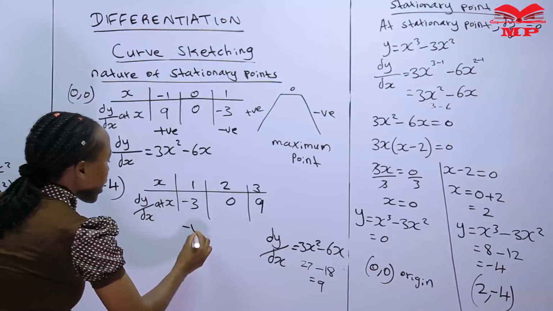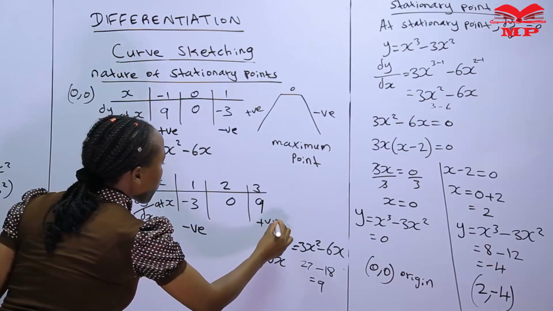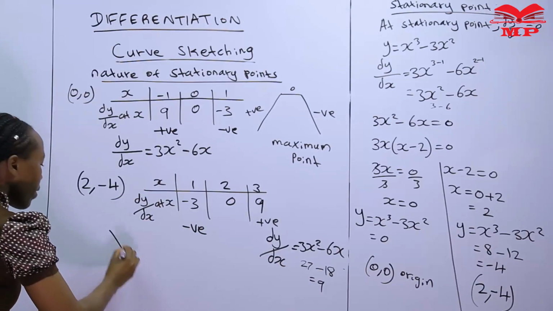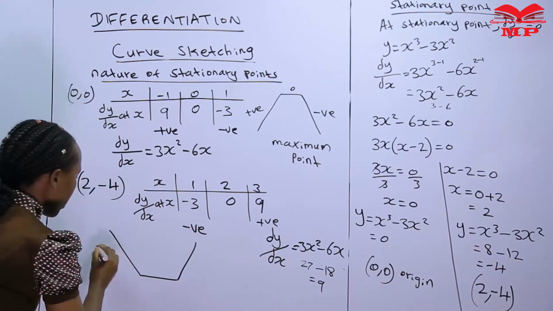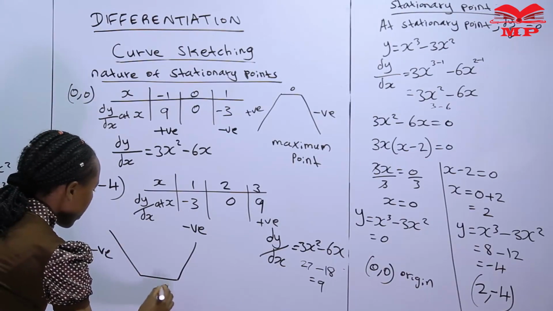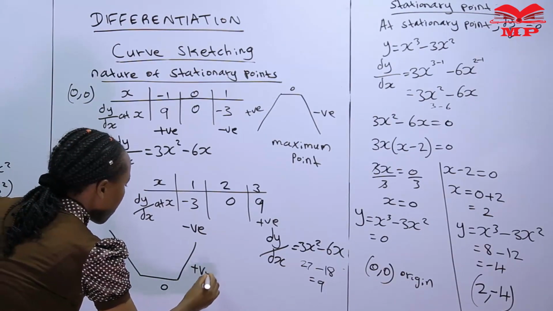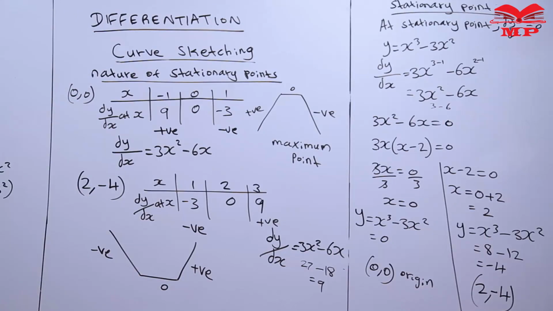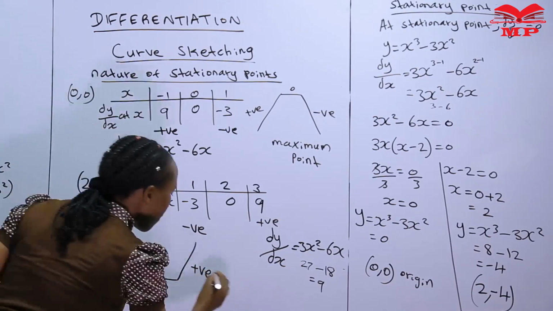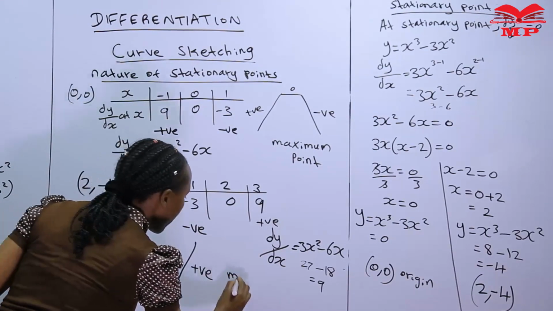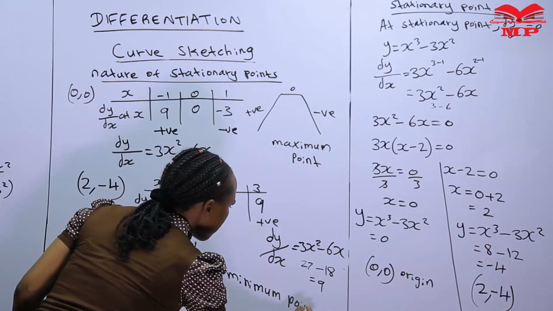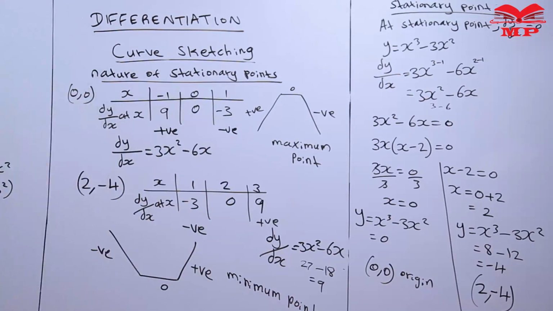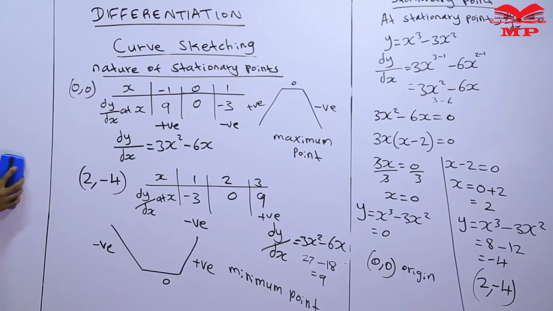So the gradient here is negative and here is positive, meaning that we have negative, we have 0 gradient, and we have positive. This is negative, 0, and we have positive, meaning that our point here is a minimum point. And therefore now we can move ahead and now plot, that is sketch the curve.